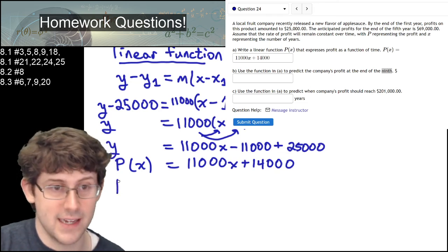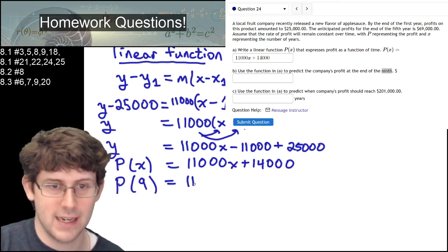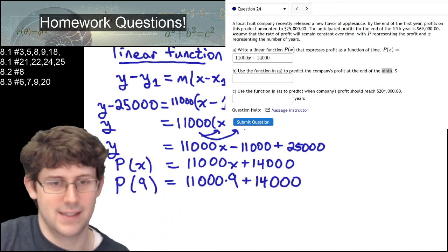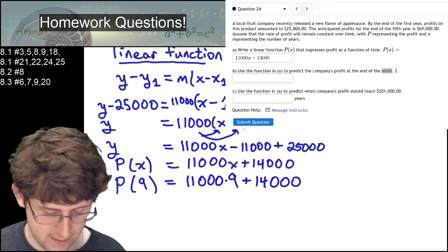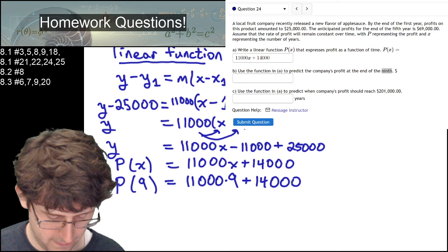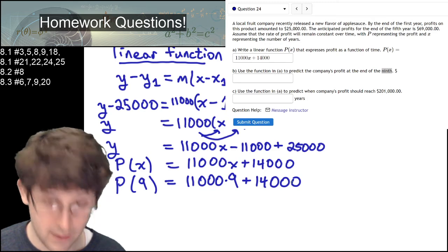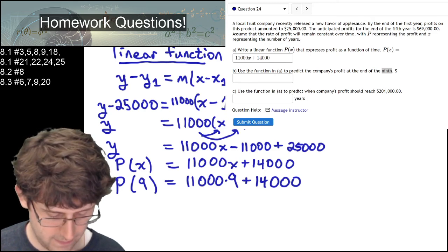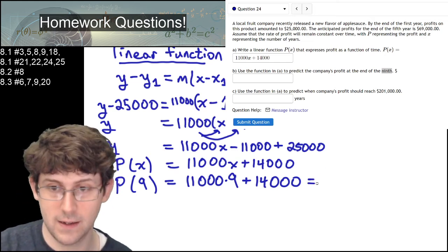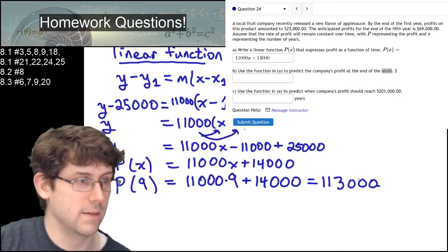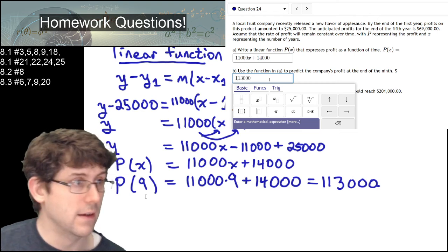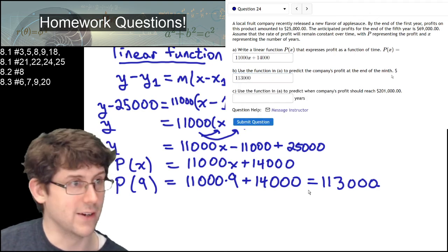That's P of 9. When I plug in 9, I'm going to get some big number. 11,000 times 9, plus 14,000. I get 113,000. Put that in. The dollar sign is already there in the question, so I don't have to write it.